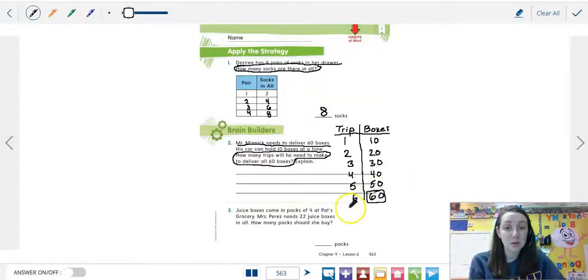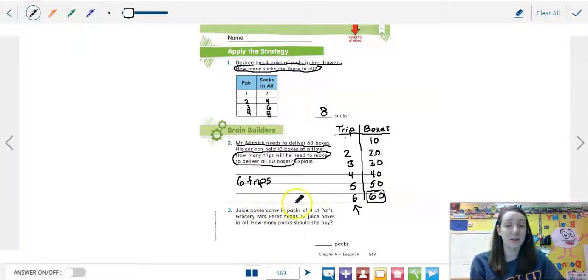So, how many trips is he going to need to take? 6. So he's going to have to take 6 trips. Right? And I would explain by saying each trip is 10, so it takes 6 trips to get to that 60. Okay? Let's look at number 3.